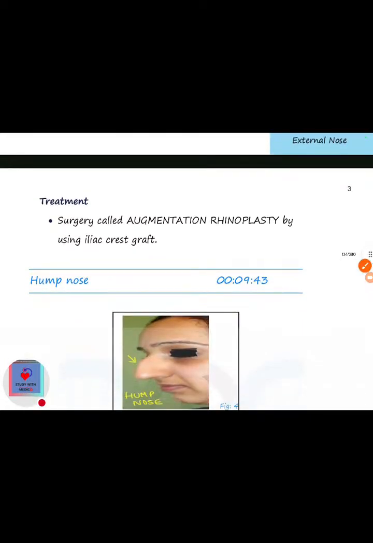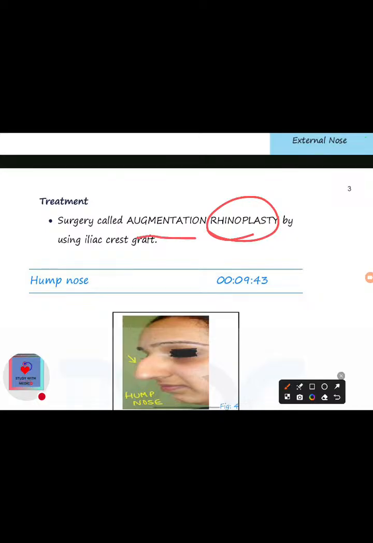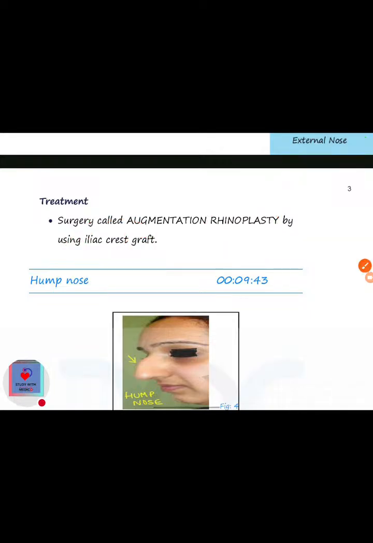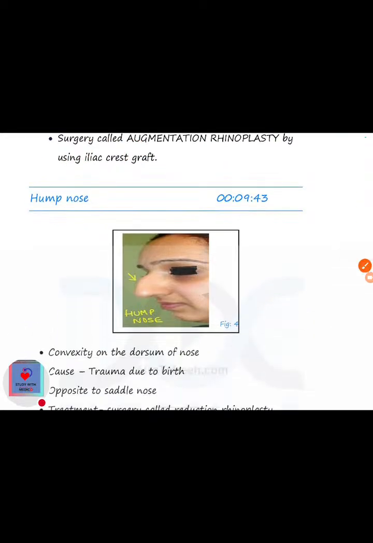Okay, what will be the treatment? Treatment will be rhinoplasty, augmentation rhinoplasty by using iliac crest graft. Because the bone is already damaged, you have to use the graft. From where can you use it? The iliac crest, the ilium bone of your pelvis. From there the crest can be used for the graft.